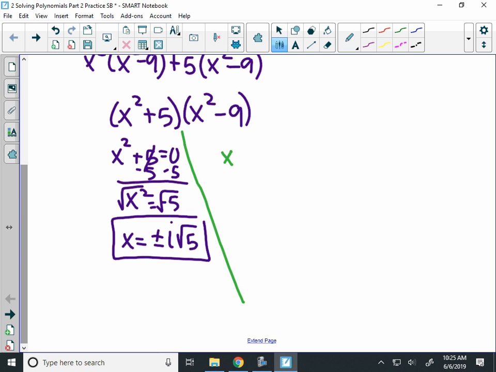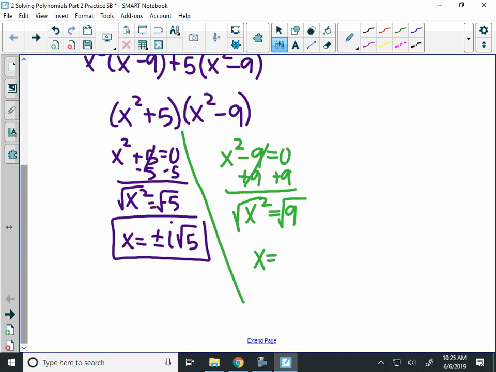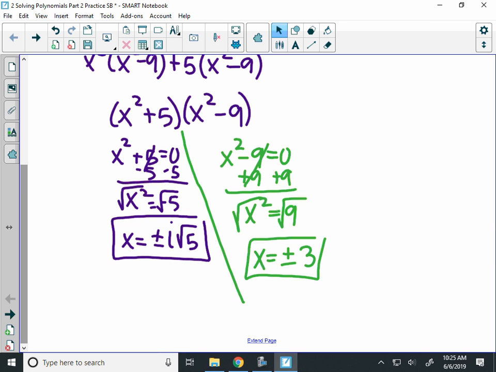The other guy, x squared minus 9, set it equal to 0. Add 9 to both sides, and take the square root. And the square root of 9 is plus or minus 3. So those are all 4 of your solutions. 3, negative 3, i radical 5, and negative i radical 5.